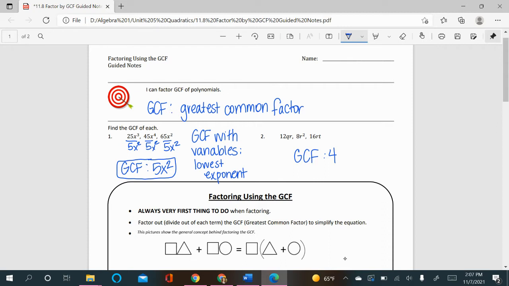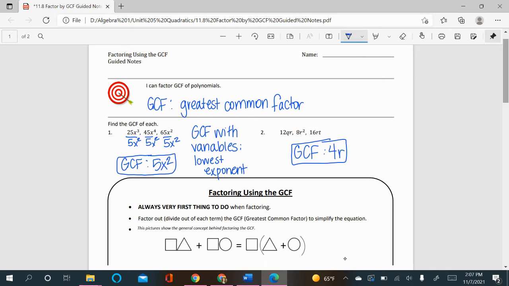And then R. There's an R here, an R squared here, and an R here. So I will just include an R in my GCF, and then I have a T. But because there's only a T here, it is not included in your GCF. Okay, now that is just finding the GCFs.